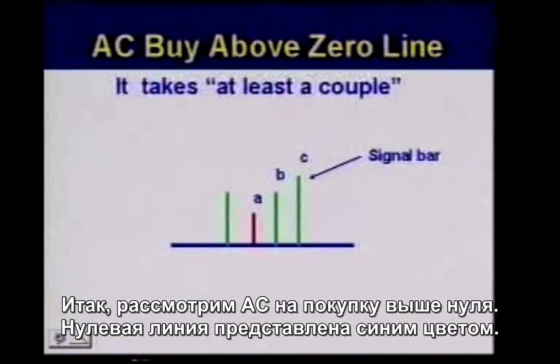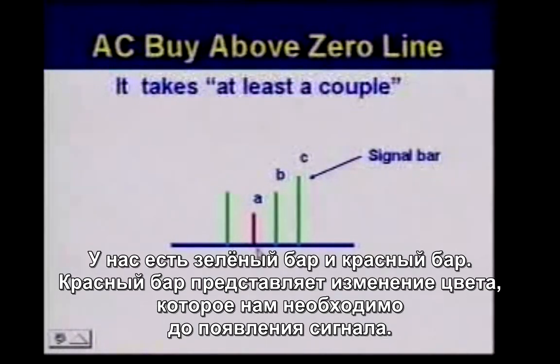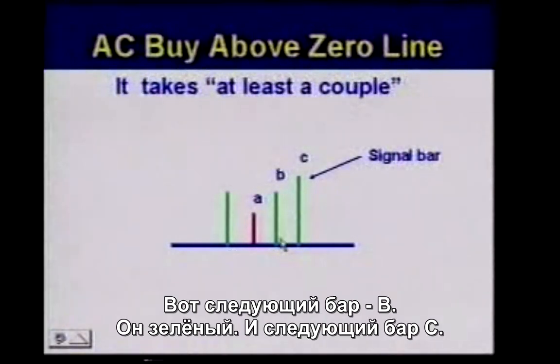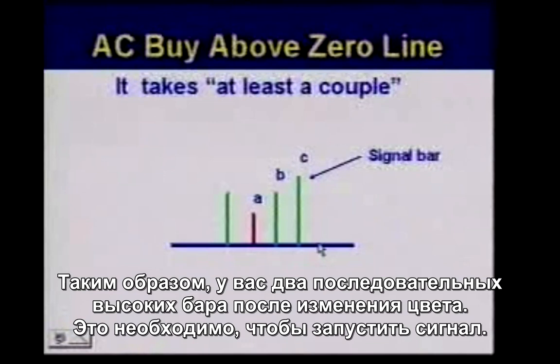Okay, here we are with the AC buy above the 0 line. Here's the 0 line represented by the blue line. We have a green bar, a red bar. The red bar is the color change that we must have before a signal can be created. So here's the next bar that comes out. That's B, it's green, and the next one is C. So you have 2 consecutive higher highs after your color change. That's what it takes to trigger the signal.